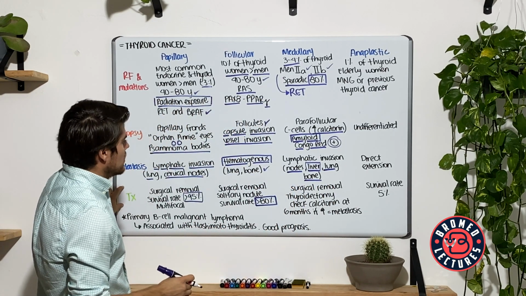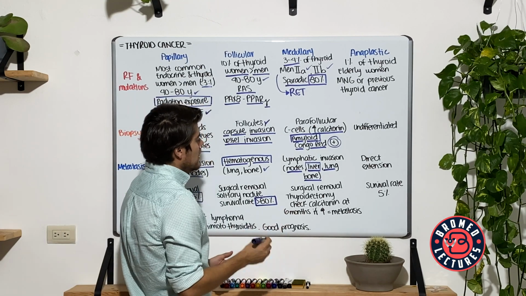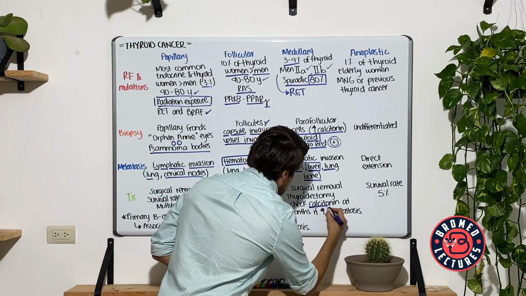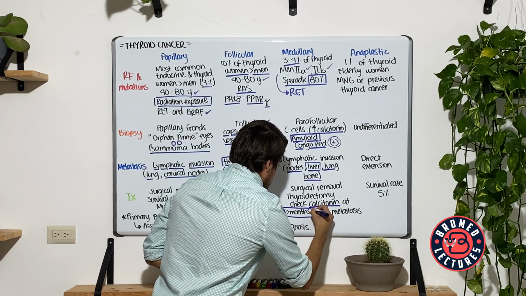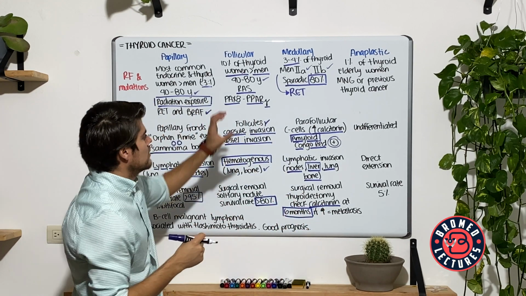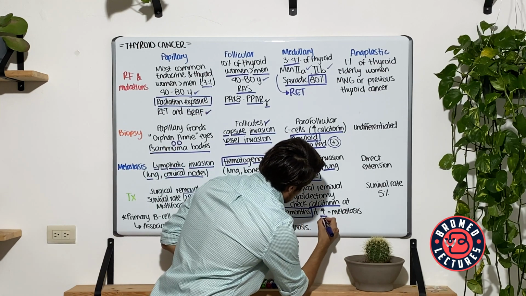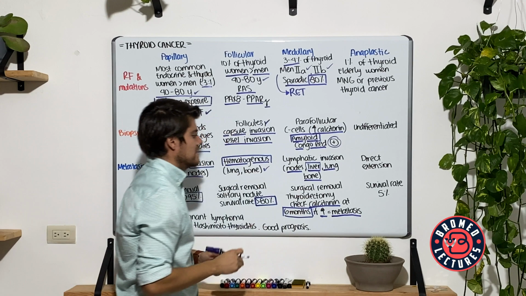Now the treatment, this one also is surgical removal, but the important thing is that you need to check calcitonin levels at around 6 months after removal. This allows for the calcitonin levels to normalize, and then if you see that they are still elevated, then you are thinking of a possible metastasis.